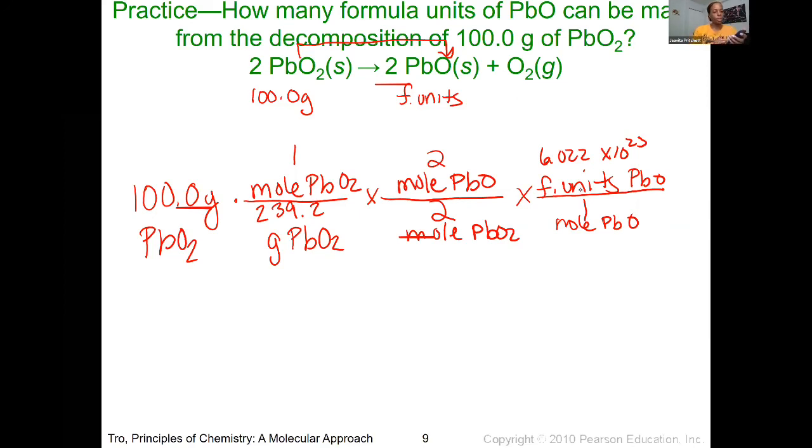Plug it in our calculators, and we have 100 times 2, and you can divide those 2's out if you wanted to, or cancel those 2's out. So 100 times 2 times 6.022 e to the 23 divided by 239.2. Make sure divided by 2. If you don't take the 2 off the top, make sure you leave it on the bottom. And what we end up with is 2.518 times 10 to the 23rd formula units of PbO. Okay, check your answers.